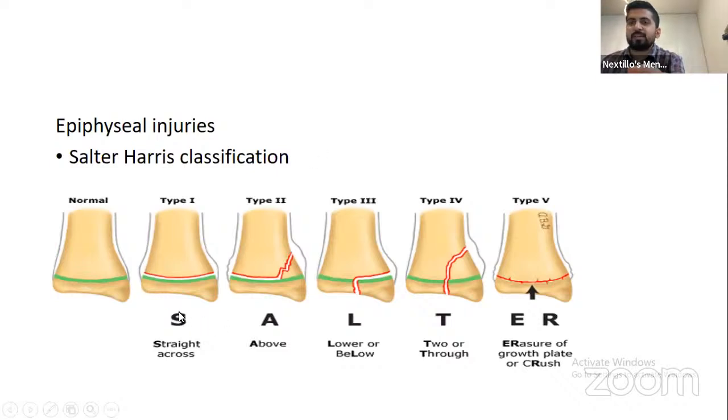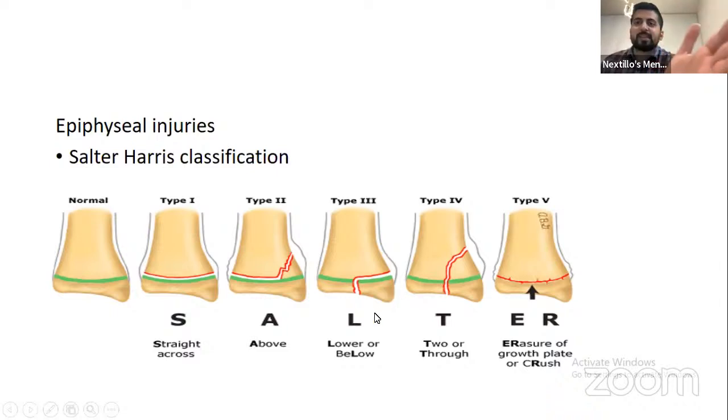Now, the first is the type 1 fracture, which is straight across, which means that there is a separation of the epiphysis from the physis at the growth plate. This is known as Salter-Harris type 1. In type 2, we can remember it as A or above. Above means that the fracture has extended above the growth plate and it is going into the metaphyseal region.